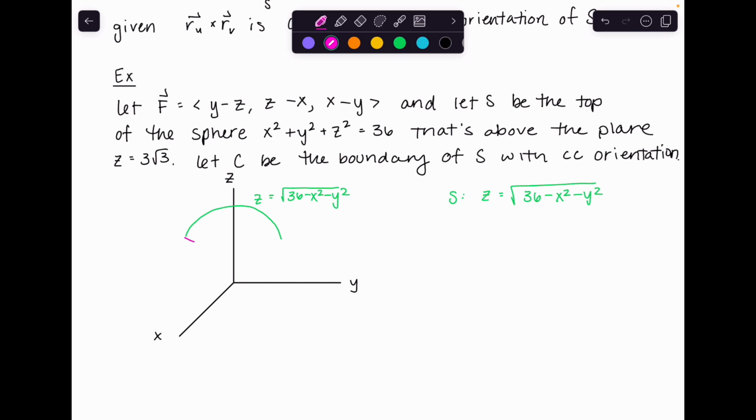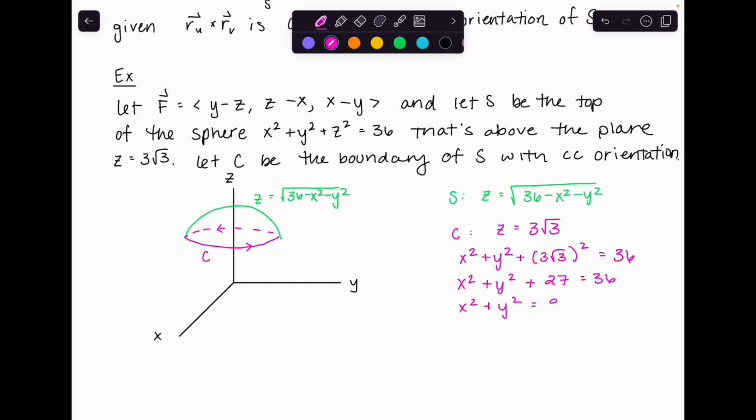And to find this curve, which is where we sliced the sphere, with counterclockwise orientation, our z is specifically equal to 3 root 3. So if I plug that into my formula for the sphere, that gives me x squared plus y squared plus 3 root 3 squared is equal to 36. And if you think about 3 root 3, distributing that square would give you 9 times 3. So this is plus 27 equals 36. And so subtracting that over gives us a nice circle of radius 3. So this curve C is when z is 3 root 3, and x squared plus y squared is equal to 9. Okay?